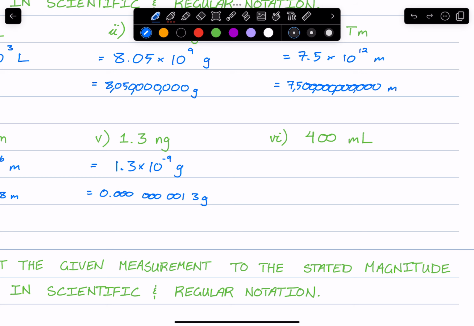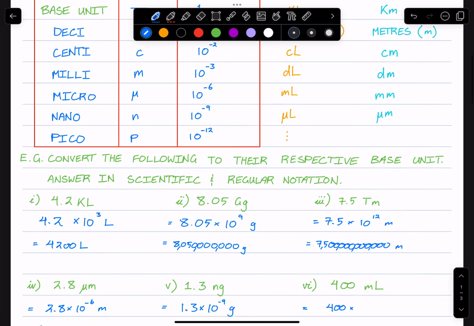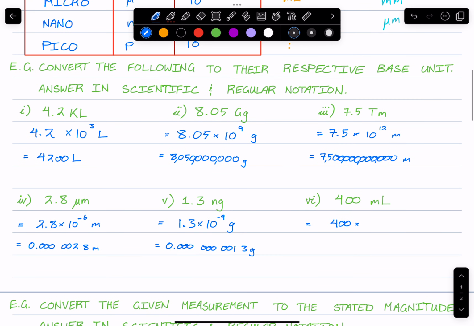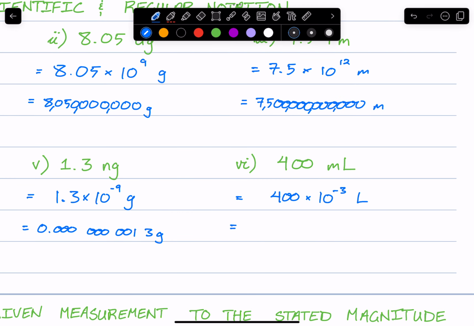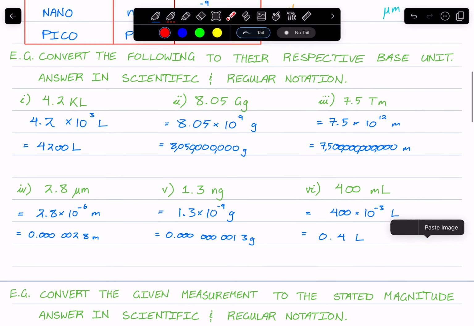And lastly, 4,000 milliliters. This one's something we're more familiar with. So this is going to be 4,000 times 10 to the power of negative 3 for milliliters. As you can see, even this would work out, just moving the decimal place 3 spaces back: 1, 2, 3. 4 liters. And this actually confirms what we already know with these regular conversions.